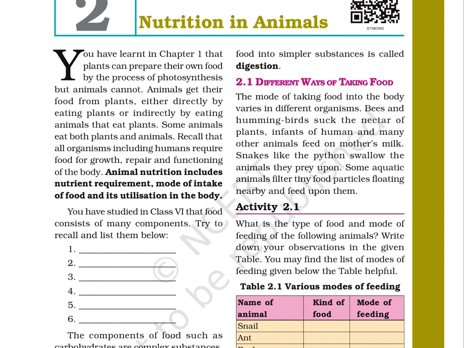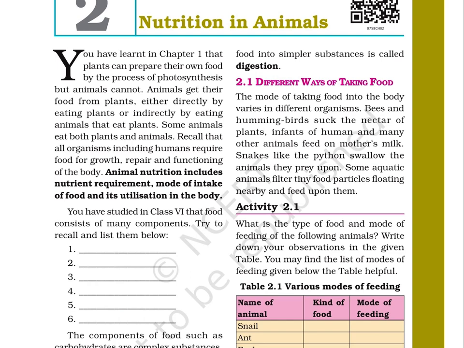2.1 Different ways of taking food. The mode of taking food into the body varies in different organisms. Bees and hummingbirds suck the nectar of plants, infants of human, and many other animals feed on mother's milk. Snakes, like the python, swallow the animals they prey upon. Some aquatic animals filter tiny food particles floating nearby and feed upon them.